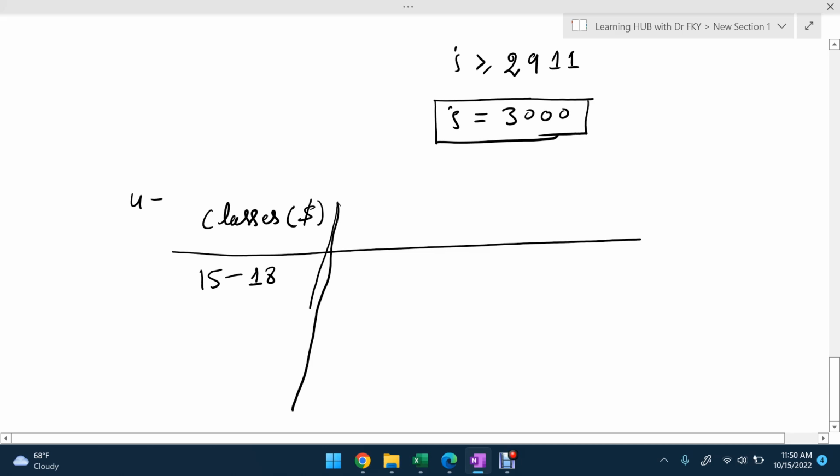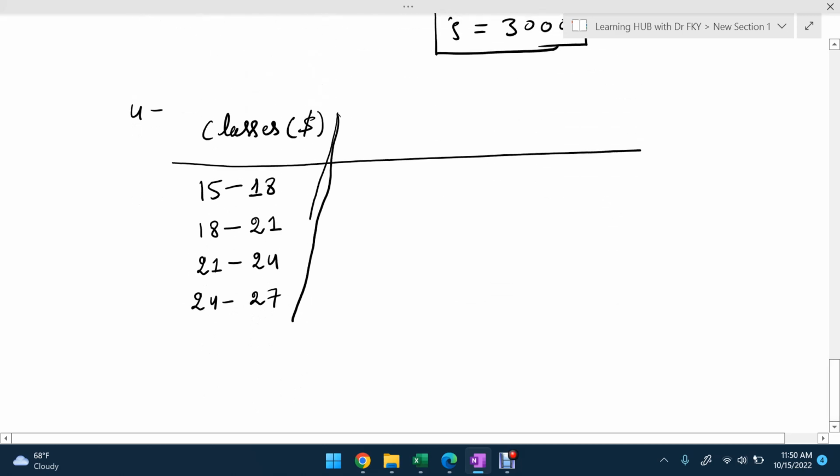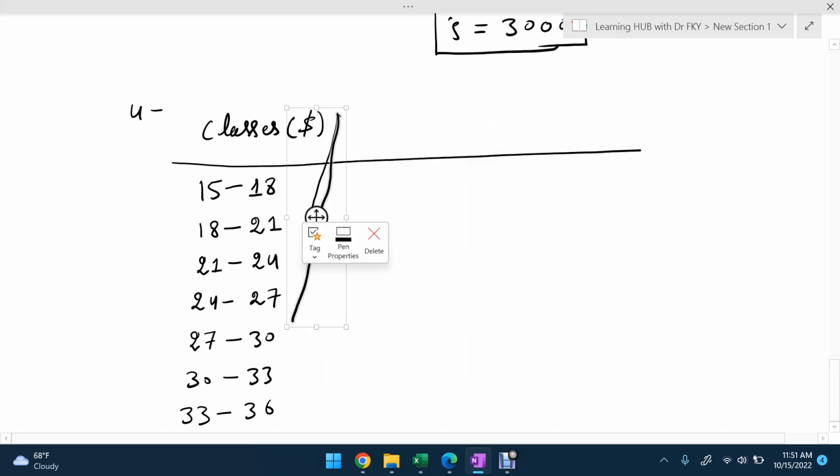And as I already discussed, the lower limit of the next class will be 18 plus 3, 21. The upper limit of this class is the lower limit of the next class, plus 3, 24. 24 plus 3, 27. 27 plus 3, 30. 30 plus 3, 33. Remember that we need to construct only 7 intervals because k is equal to 7. 33 plus 3, 36. So these are the intervals, and now I need to calculate the frequency.